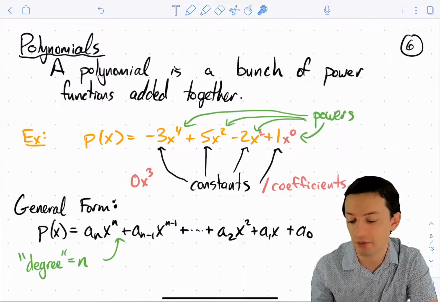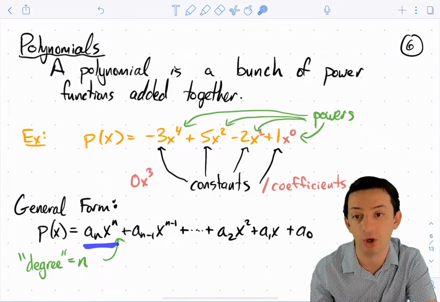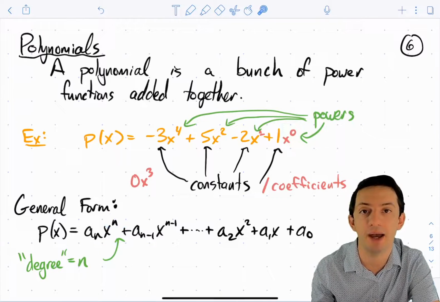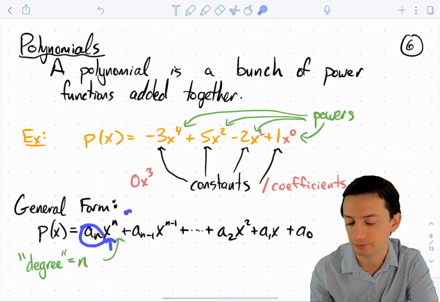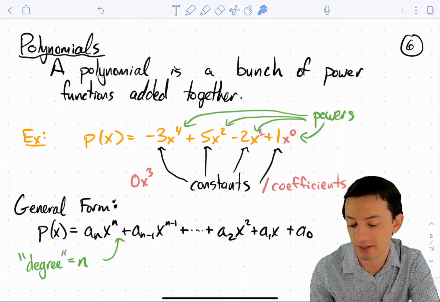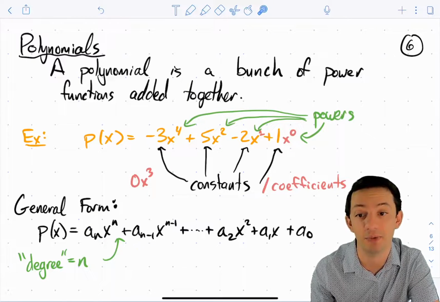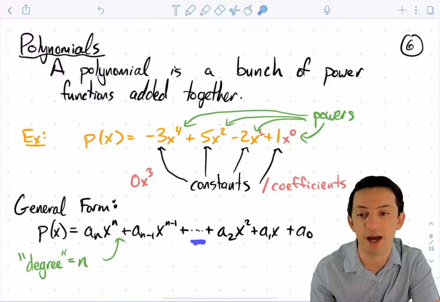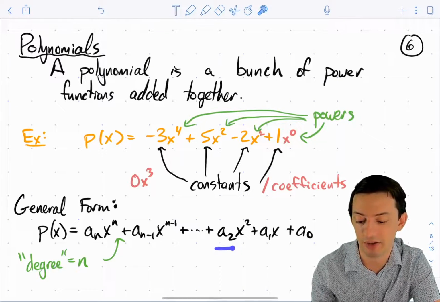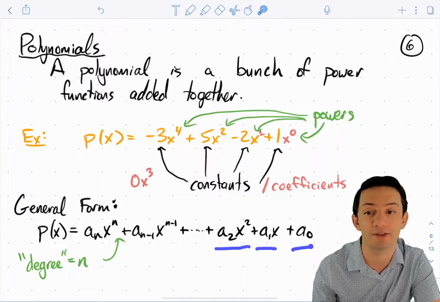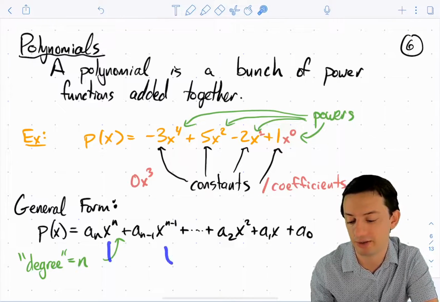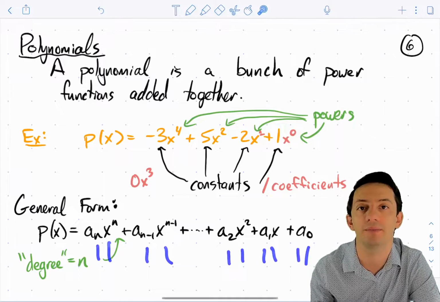This is just saying that you've got some largest degree, some largest power, a sub n times x to the n, so a constant times your variable to the largest power. Then you've got some next one, x to the n minus 1 power. We've got a dot, dot, dot saying that we've got a bunch in the middle here. Then we've got this quadratic term, the linear term, and what we call the constant term. So a bunch of powers of x, each one of them having some coefficient in front.